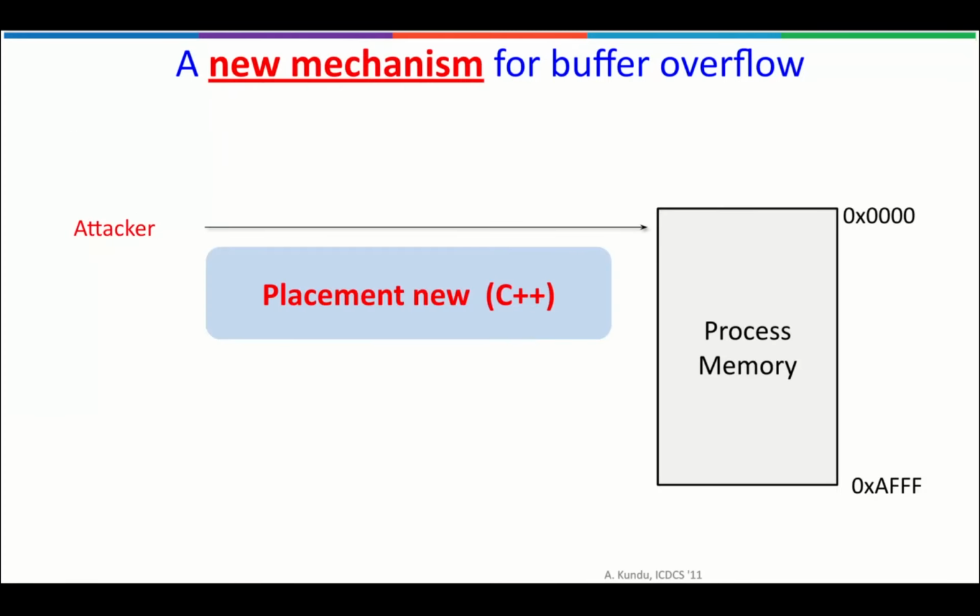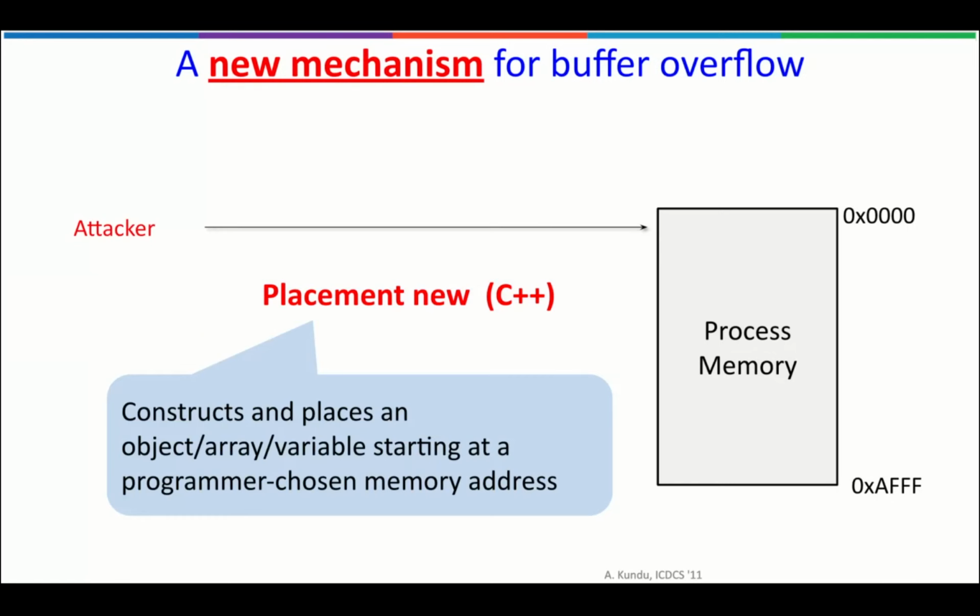Now, what is placement new, right? Placement new allows you to construct or place an object or an array or a variable starting at a programmer-chosen memory address. As simple as that. C++ defines this placement new construct as a standard library requirement. It is similar to new, but it allows you to place an object or an array or a variable at an address that the programmer selects. Okay. Now, it doesn't do bounds checking or anything.